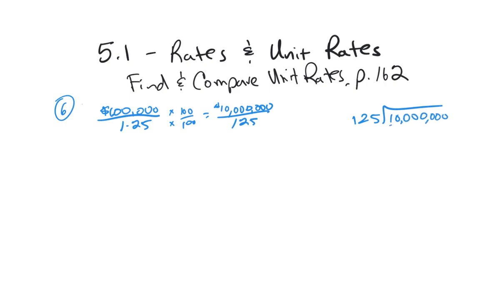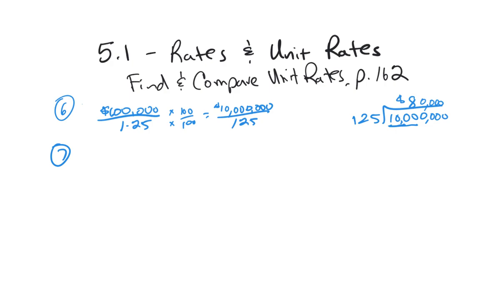you'll see you cannot put 125 into 100, but it goes into 1,000 8 times. And then we just fill in our other zeros. So the answer would be $80,000 per acre is what they paid. $80,000 per acre. Okay, number 7.